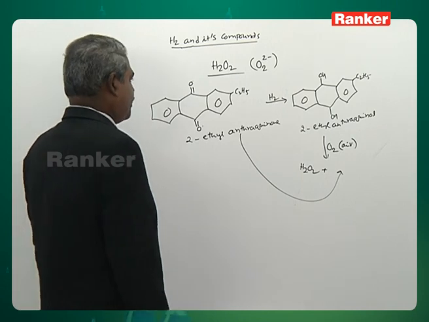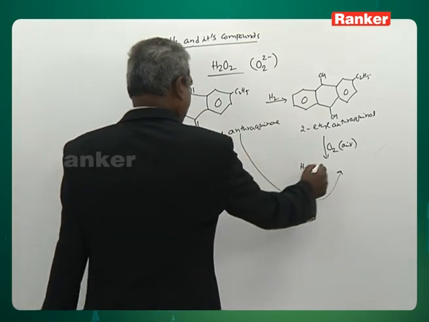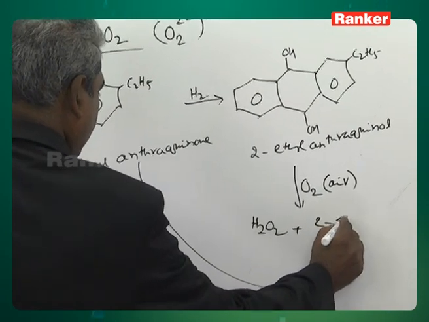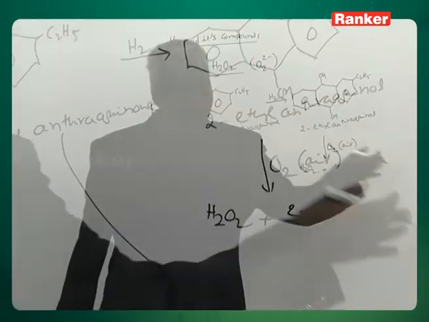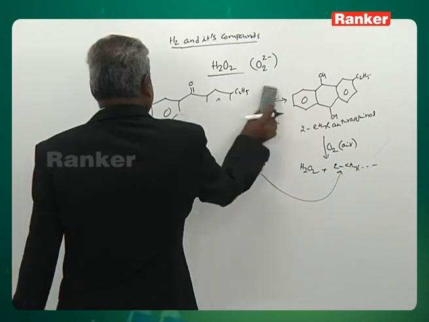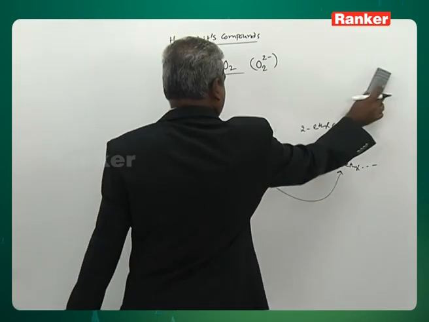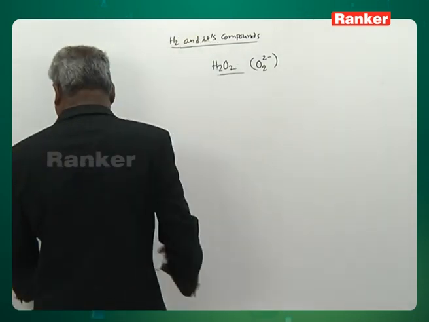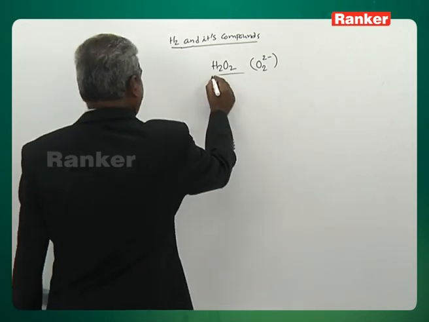This is the industrial manufacture. And you get your 2-ethyl anthraquinone back once again, and you can use that again, recycle. That is about preparation of hydrogen peroxide. Hydrogen peroxide has got a special property.